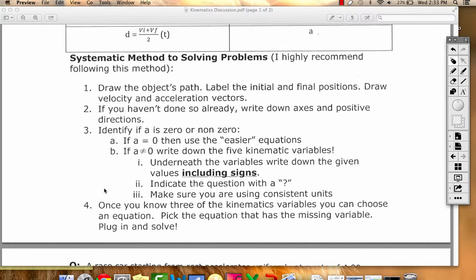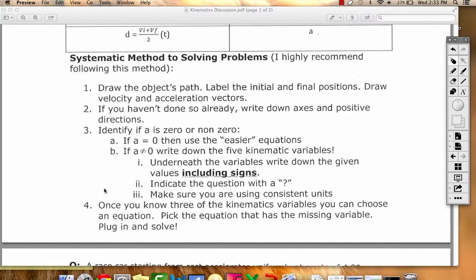Then I recommend indicating the question that the problem is asking with a question mark. So which of the five kinematic variables is the question trying to get you to solve? So you know exactly what it is you're looking for. Make sure you use consistent units throughout the entire process.